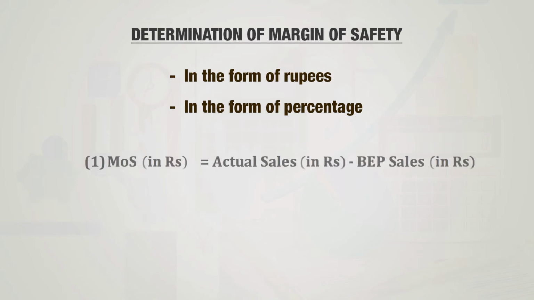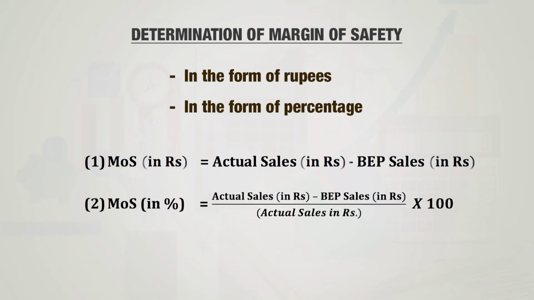Margin of safety in rupees is actual sales minus break-even point sales in rupees. Margin of safety in percentage is actual sales in rupees minus break-even point sales in rupees, divided by actual sales in rupees, multiplied by 100. Now let's understand computation and utility of margin of safety with the help of one illustration.